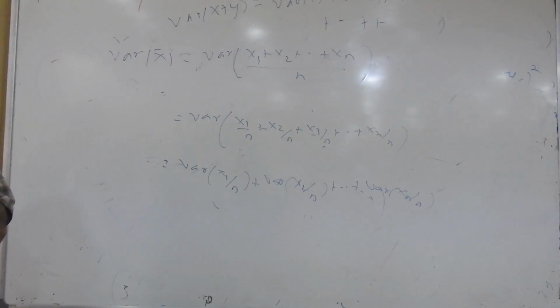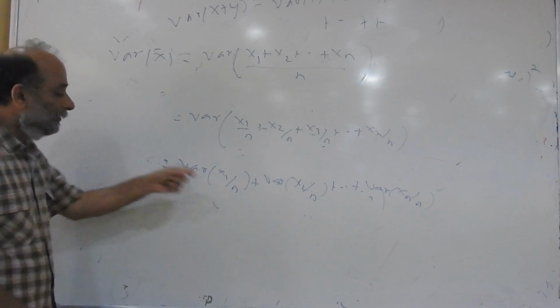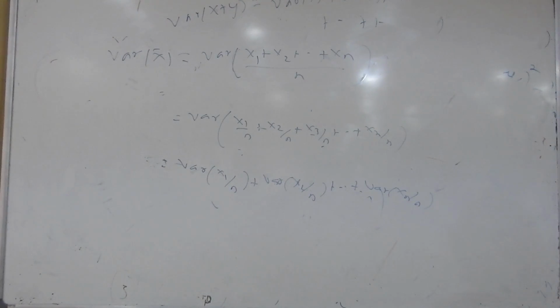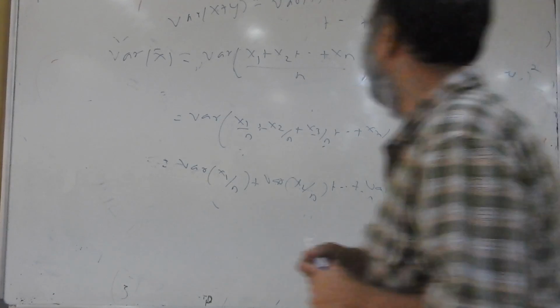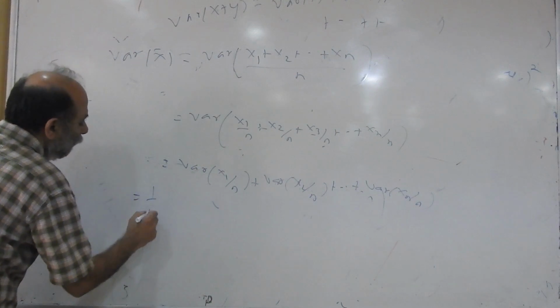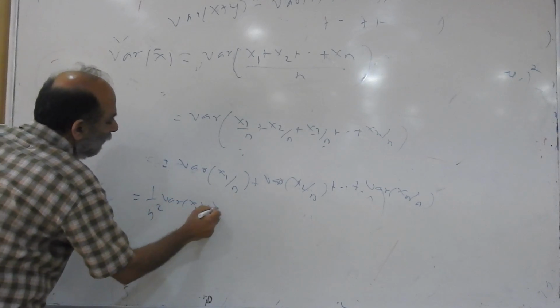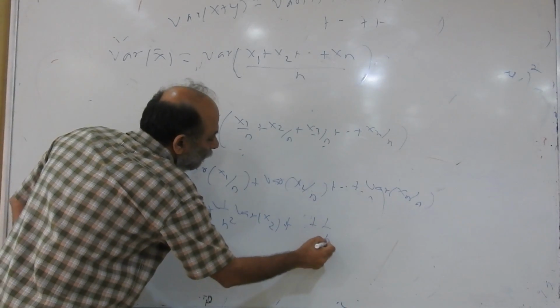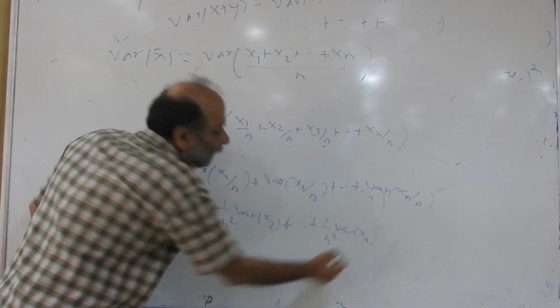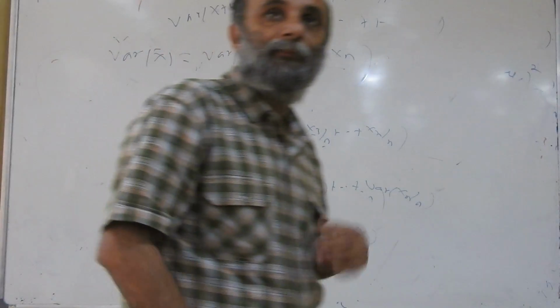Now what is variance of x1 upon n? It is 1 upon n square variance of x1, because variance of alpha x is alpha square variance of x. So this would be 1 upon n square variance of x1 plus 1 upon n square variance of x2 plus ... plus 1 upon n square variance of xn. Sure?